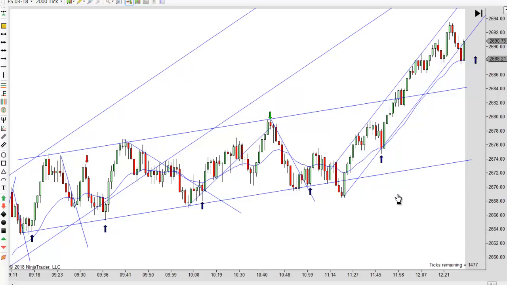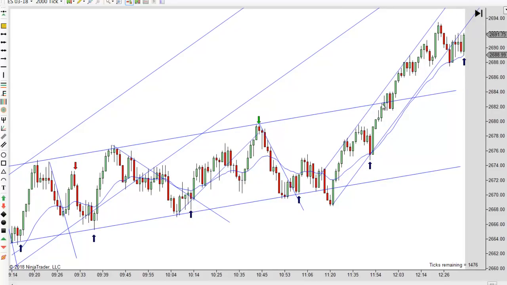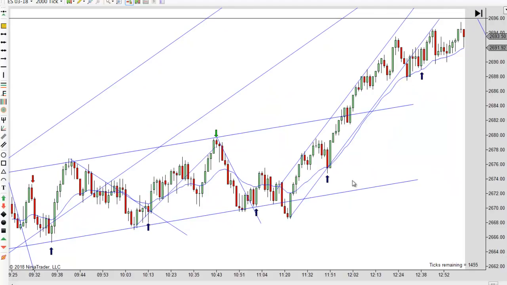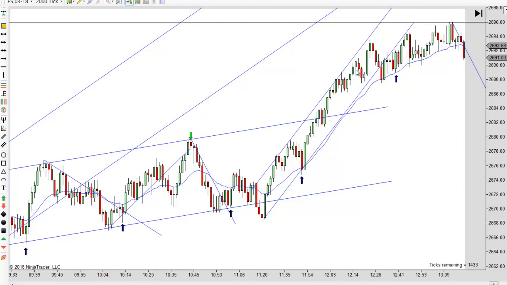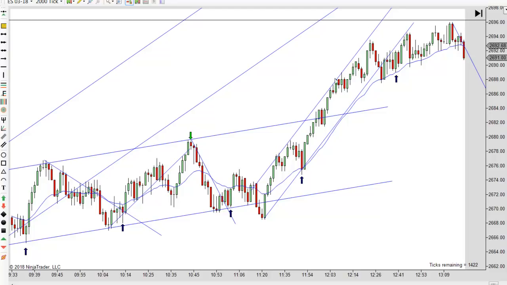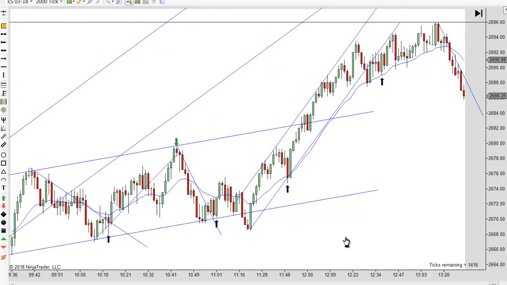I like that one. Looking for it to come back up here. You don't know that it's going to do this. You're just looking for it to come back to the upper side, but this thing just keeps going. So that turned out to be a nice short trap right there.